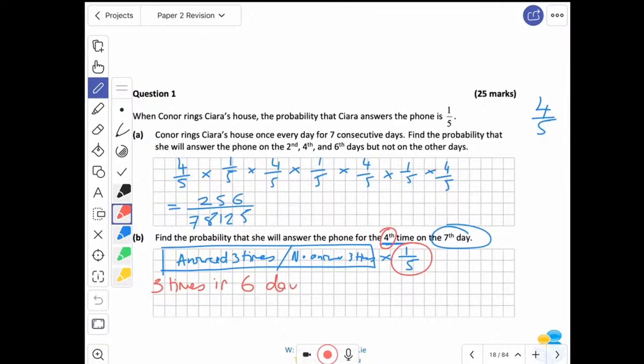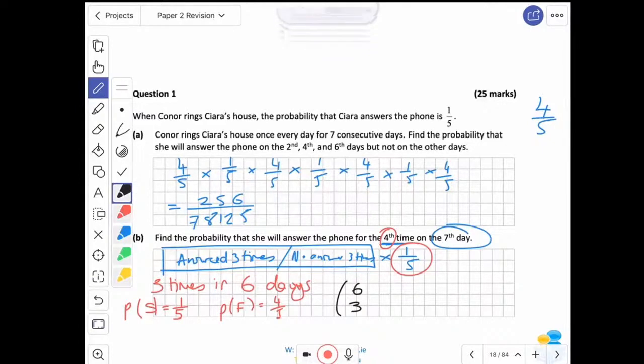So success is that she answers the phone. The probability of success is 1/5, and the probability of failure is 4/5. We're saying it's going to be 6 days, and we're choosing the 3 that she answered the phone. So we're going to set this up. It's going to be 6 choose 3. So we're saying it's out of 6 days and she was successful 3 times.